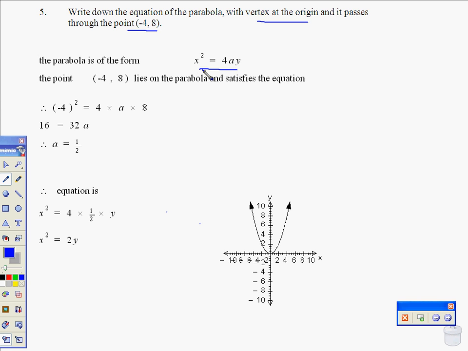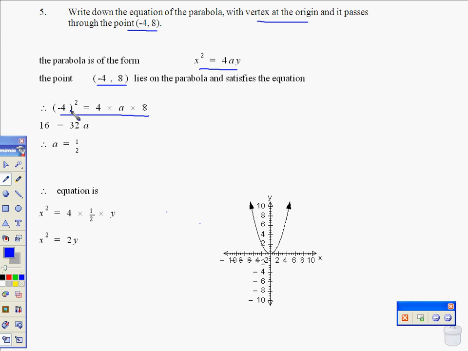Now remember, to find the equation of the parabola, all we need is the focal length. What we need to do is find a value for a. The piece of data that helps us is the point (-4, 8), because if it lies on the parabola, it must satisfy the equation. When we substitute -4 and 8 in there, it must satisfy this equation because it lies on it. That allows us to create an equation where our only unknown is a.